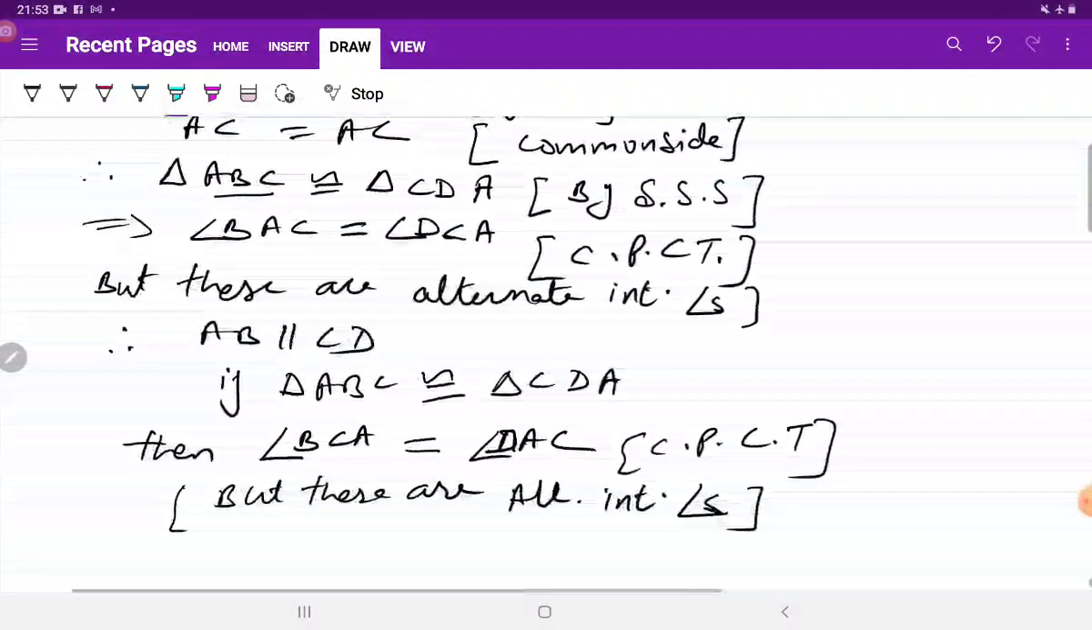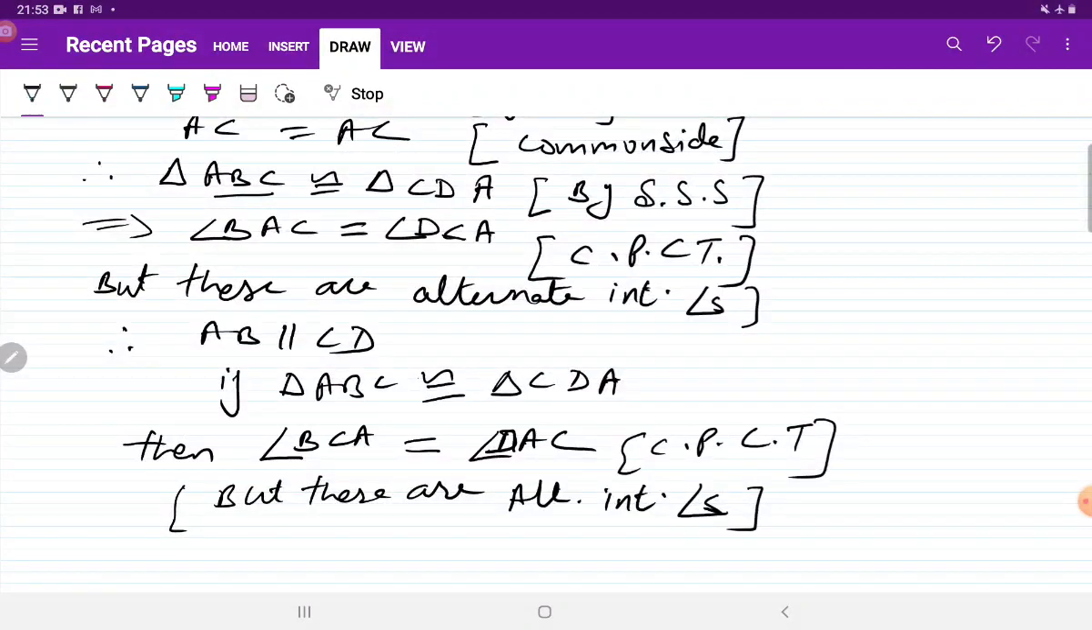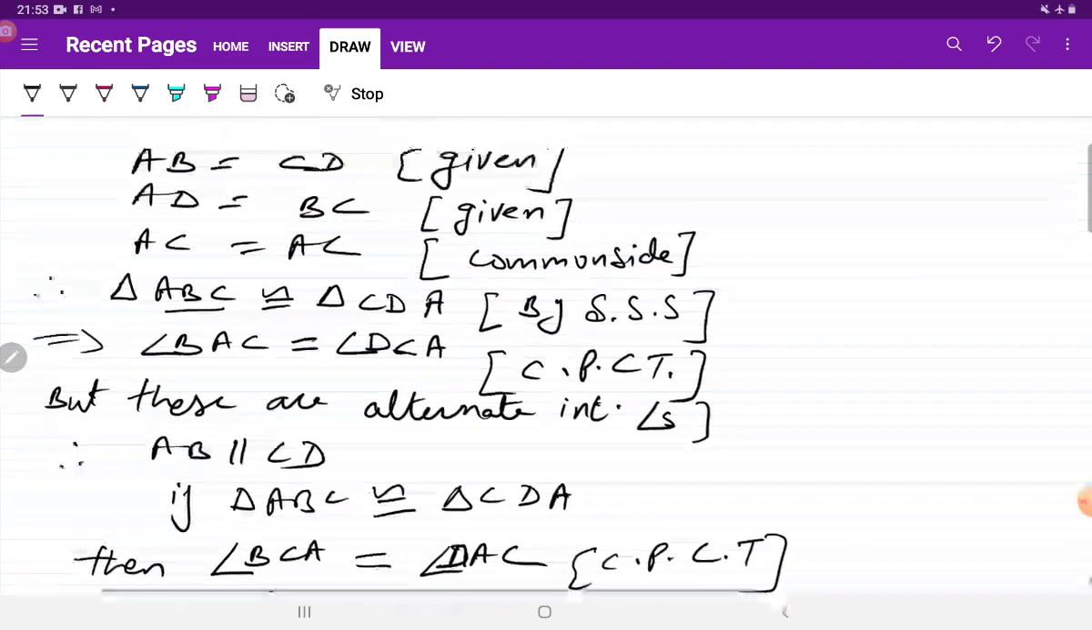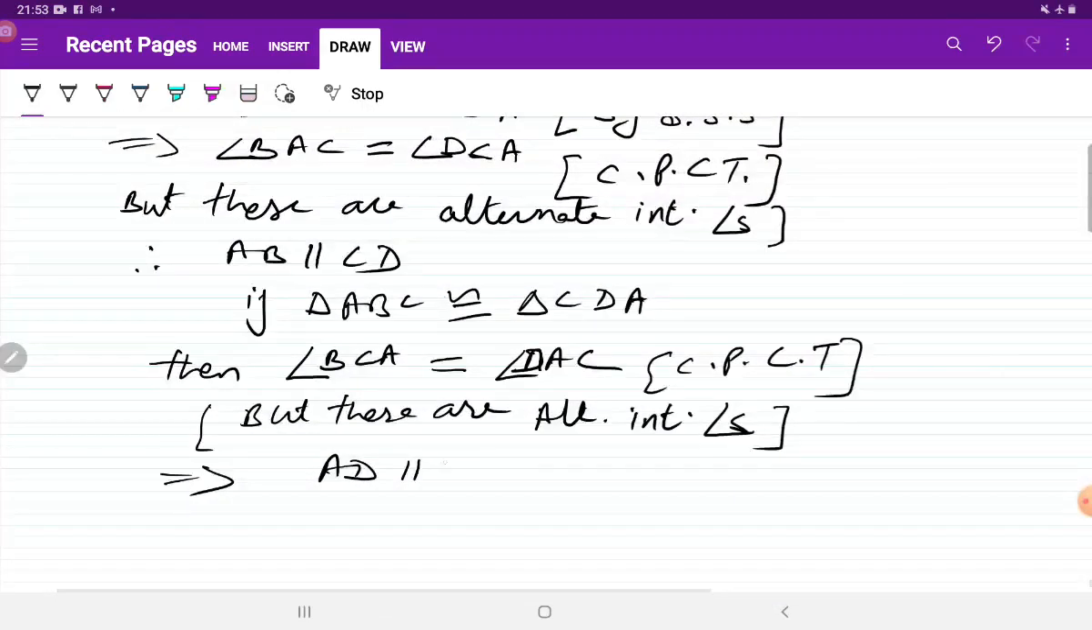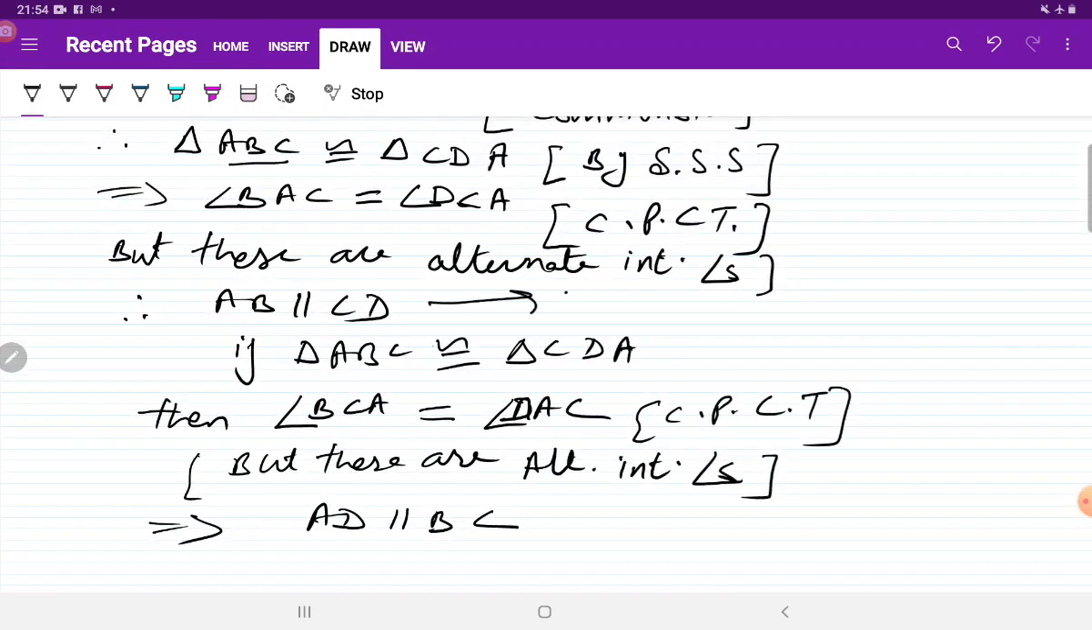Okay. If their alternate pair of angles are equal, then we can say that this implies side AD will be parallel to side BC. Here we proved the first equation. Here we have the second equation.